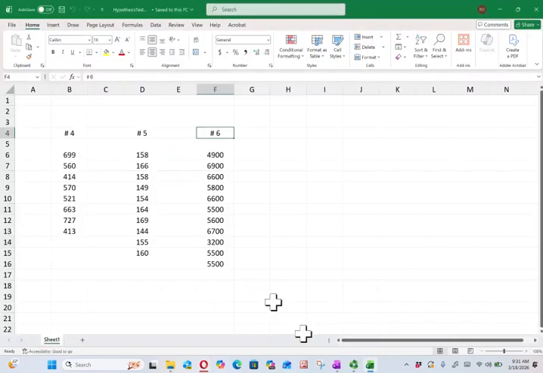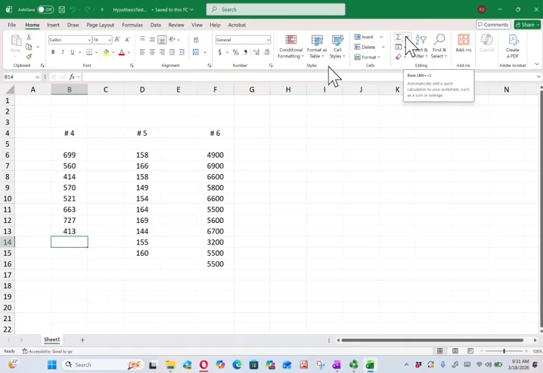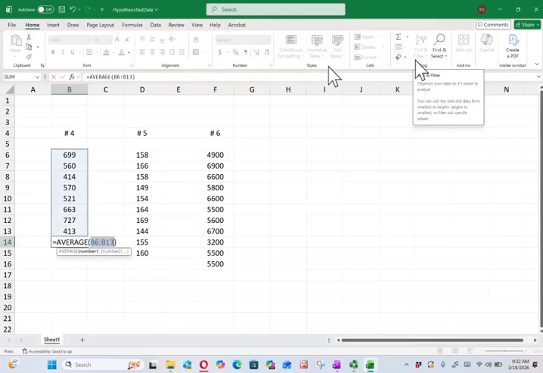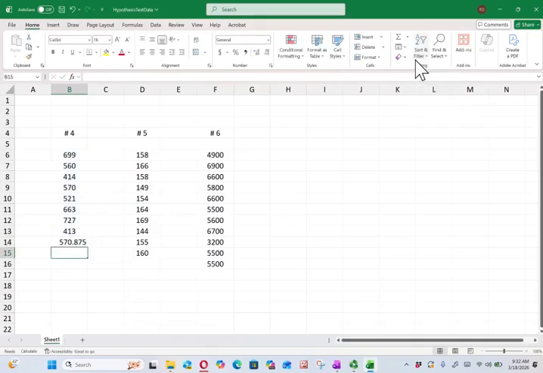So for this data, it's number 4, we need the average. And you can do equals average and mark the data, or go to the automatic command. That's that little sigma up there at the top. And your screen may show it differently depending on the resolution. But I'll do it the easy way. I'm going to get the average. And the average is 570.875.